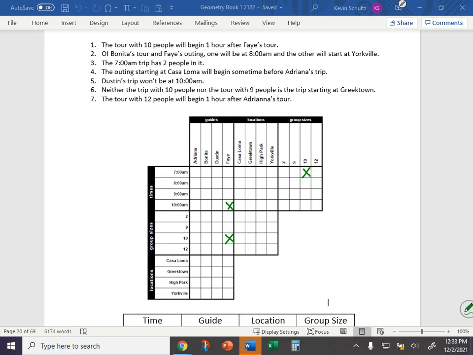Sometimes there are clues that aren't very helpful until you get further down in the list. Once you start to eliminate some more places, maybe you realize, oh, Yorkville has to be Faye's, or Yorkville has to be Bonita's base. So it might well come back to it. Is there anything that we can conclude?